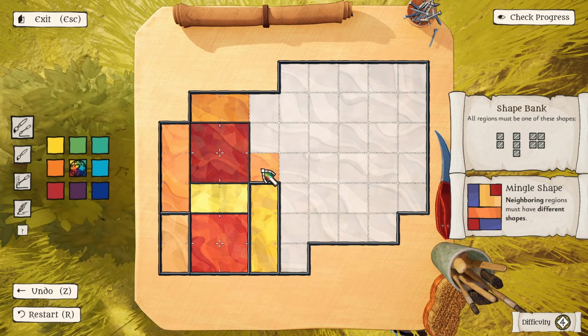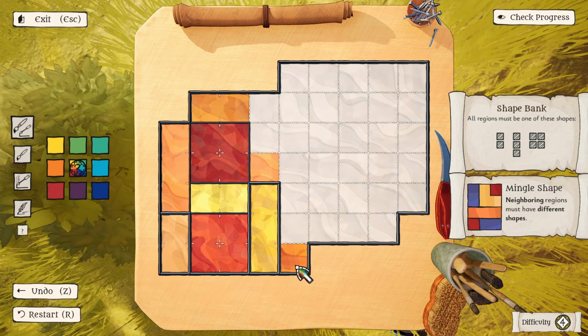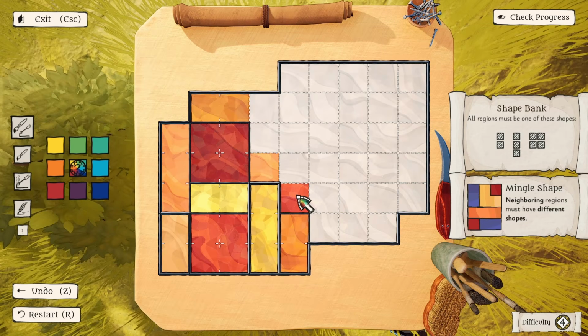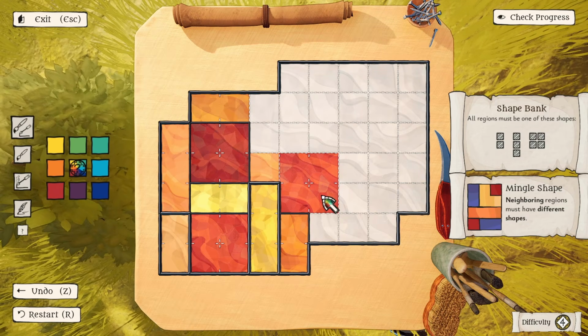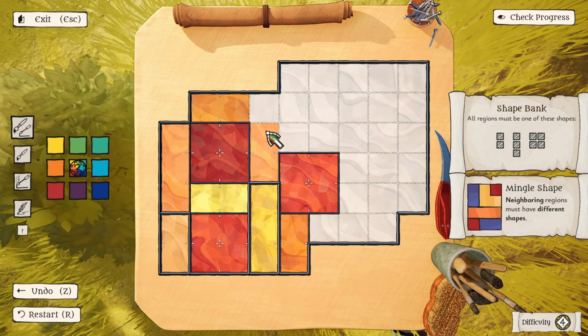This has to be part of a domino. 2. This one is just that. This is that. Because it's touching the 2 and the 3. Now this is a 2. This has to be a 3.